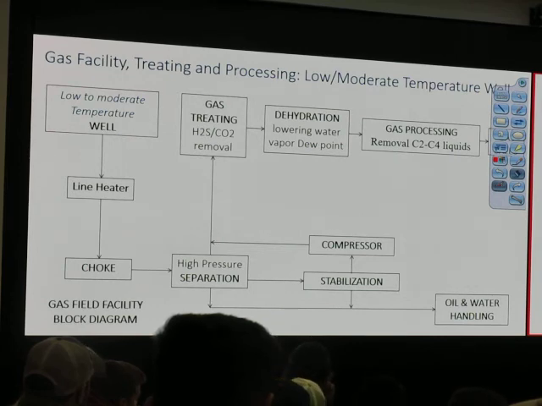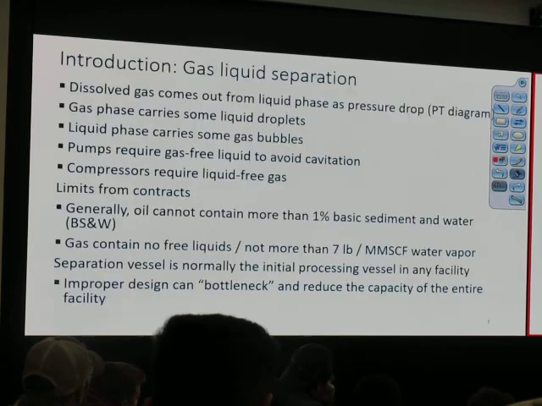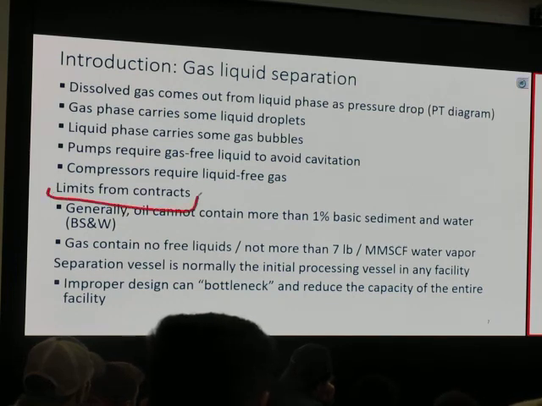Then you send the liquid phase, which may have oil and water, to a heater treater to remove oil from gas if you have emulsion. Once you remove most of the water, then we may use a dehydrator unit to remove water from gas. So this separator is to conform to the gas contract, to remove anything that we cannot sell. Just that.